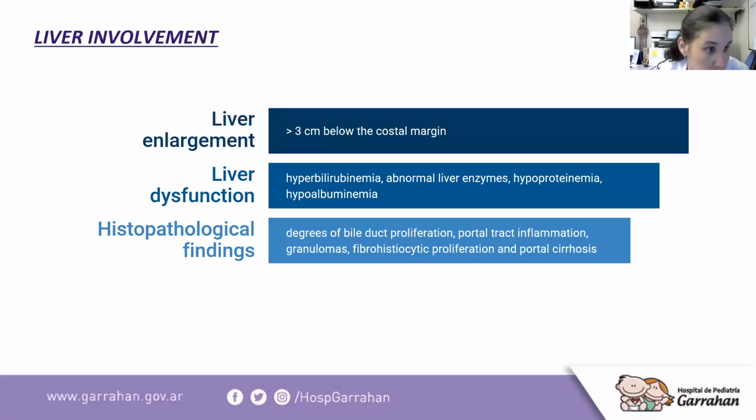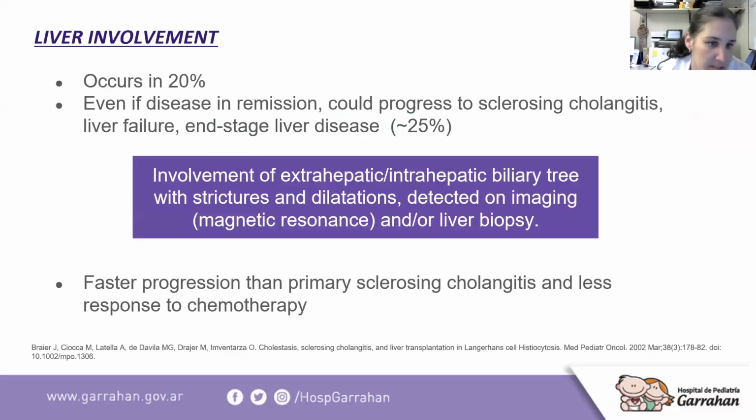So liver involvement in LCH has been mentioned and talked about deeply. So I'm going to go fast. It includes liver enlargement, liver dysfunction, and even histopathological findings. And the problem with this has also been mentioned before. It occurs in 20% of the patients, and even if the disease is in remission, this could actually progress to sclerosing cholangitis, even liver failure and end-stage liver disease.